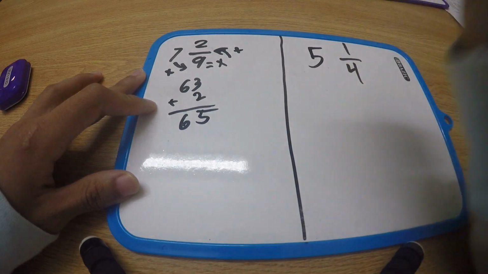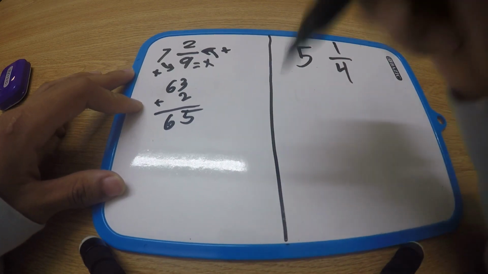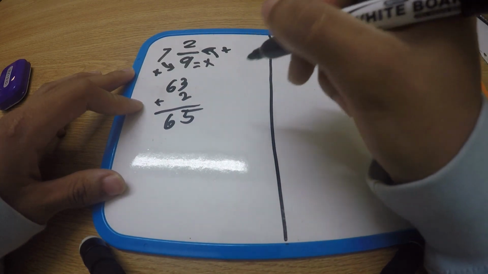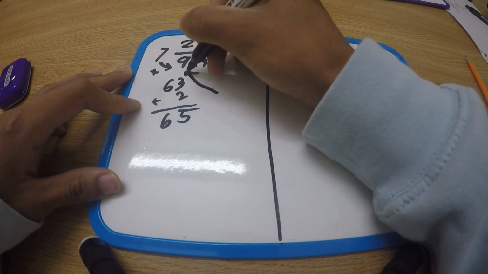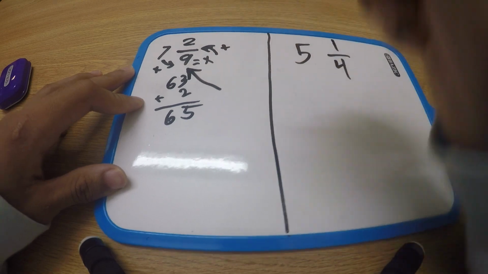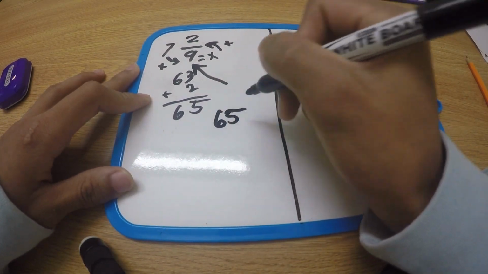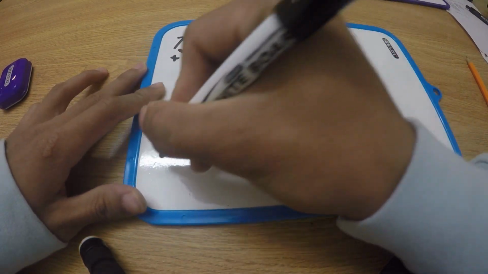Now, what a lot of people get confused about is, where do you get the denominator for the improper fraction? The denominator is always going to be the same denominator as in your mixed fraction, so it's always going to be 9. So you're going to have 65 over 9, and that's your improper fraction.